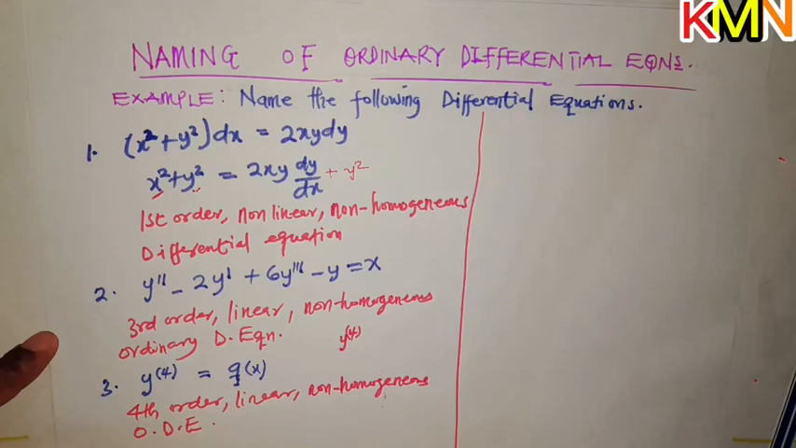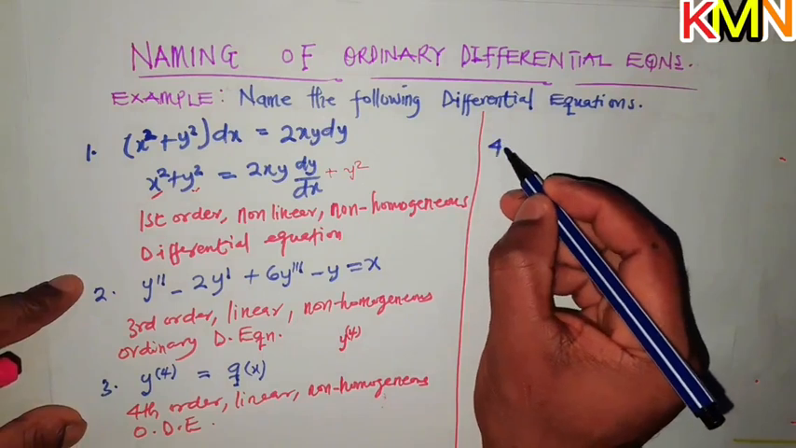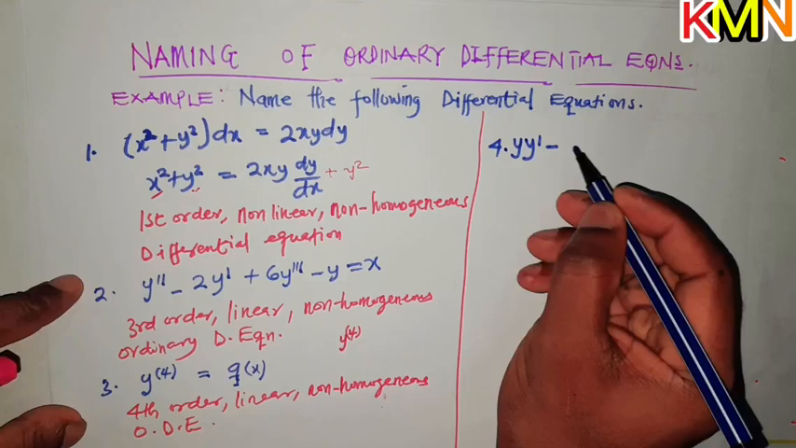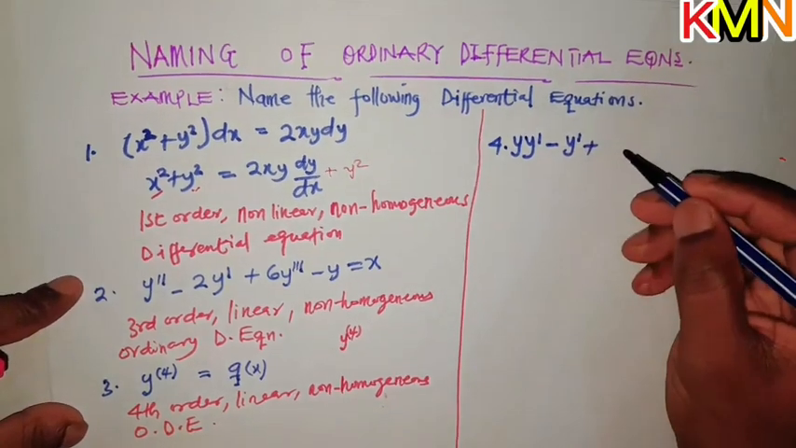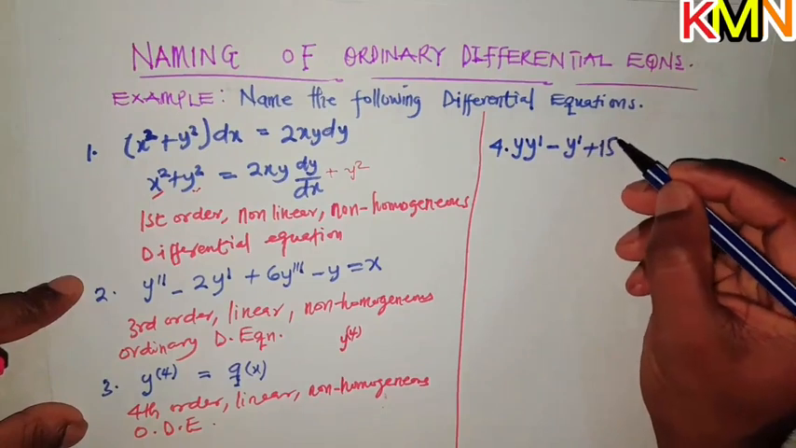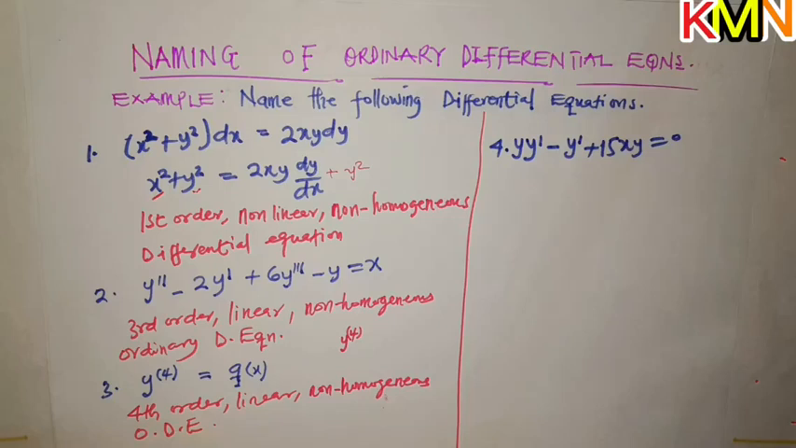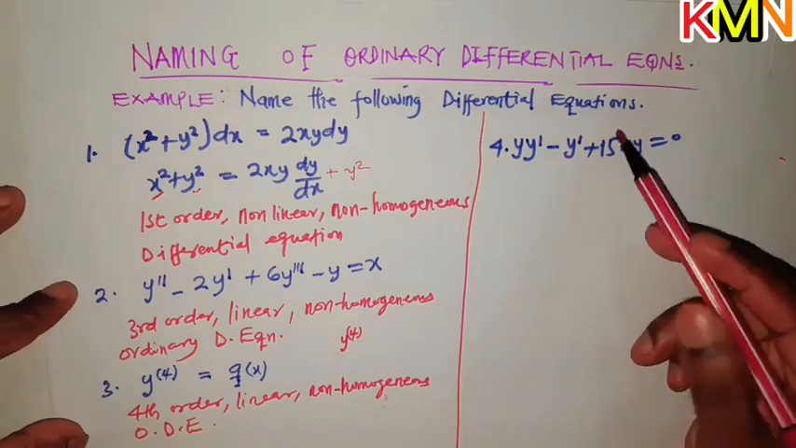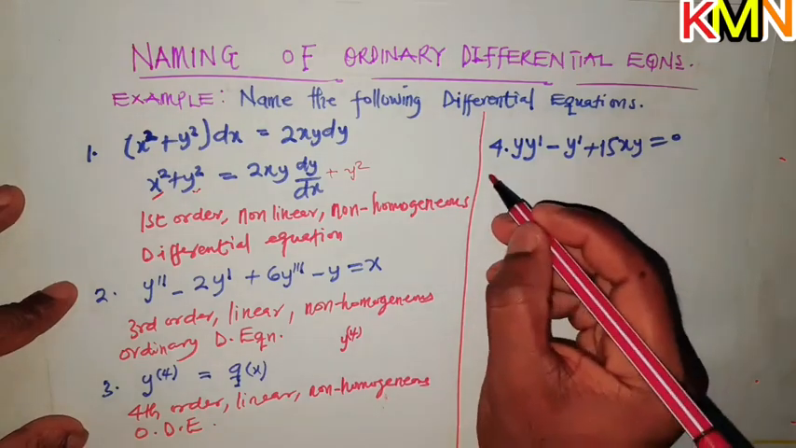Let's take another example. The next example is y prime minus y prime plus 15xy equals 0. So let's name this. First of all, as usual, the order first. So what's the order of this differential equation? The highest derivative here is 1, so the order is what? First order.